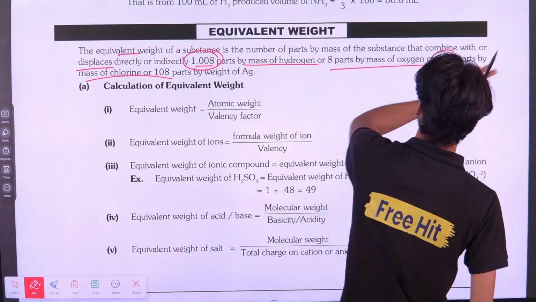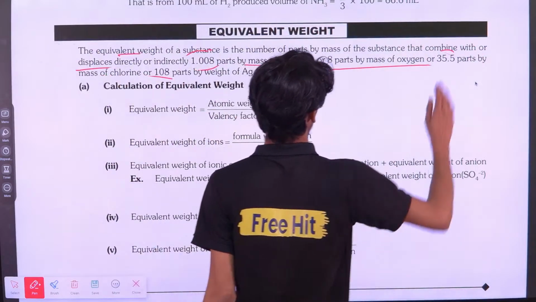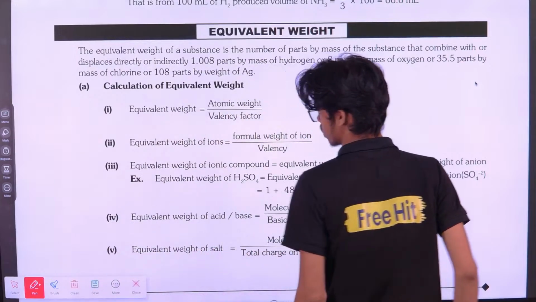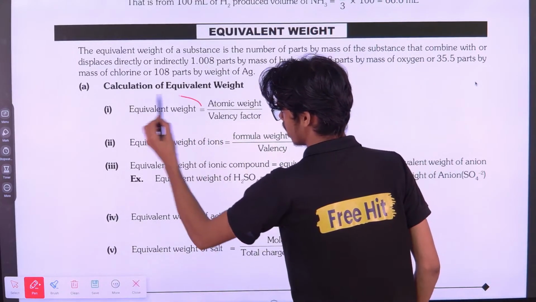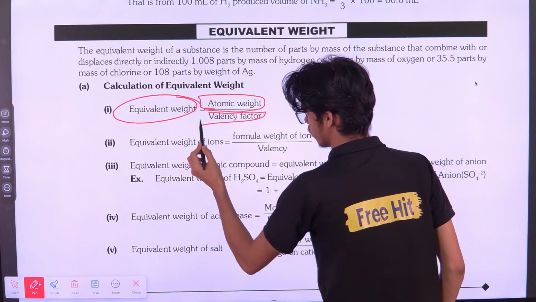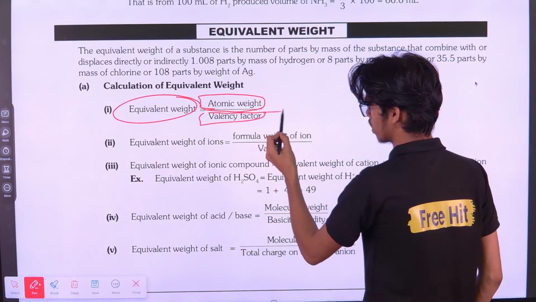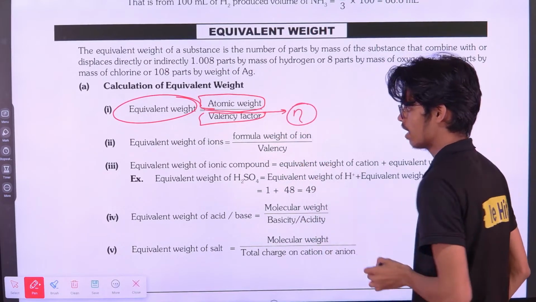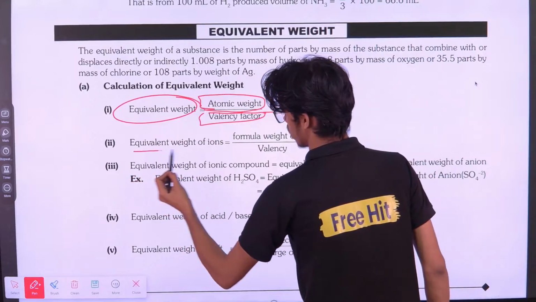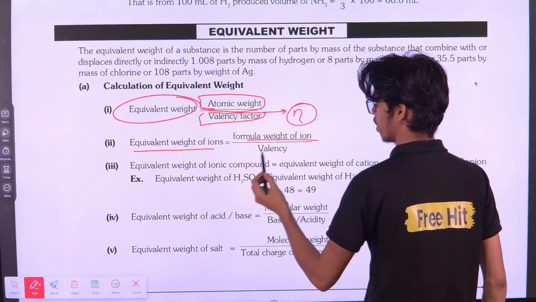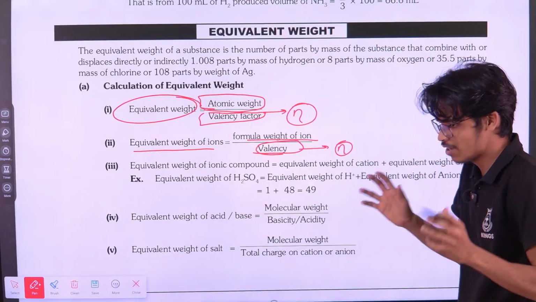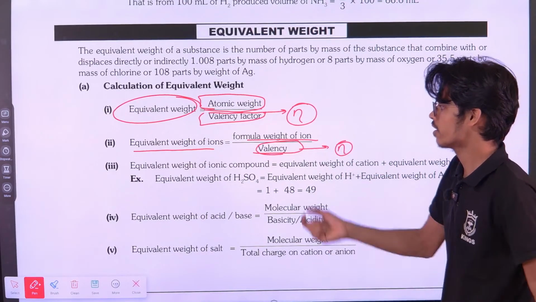But even if you didn't understand this particular definition, no worries, because no need to use this. You just need to understand equivalent weight is whatever the atomic weight, you have to divide by the valency factor. What is the valency factor? N. Okay, N is a number. And equivalent weight of ions is equal to formula weight of ion divided by valency factor. What is this? N again. Whatever you have, weight, anything, you have to divide by N factor.